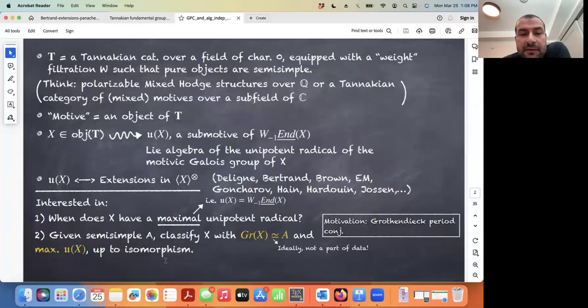Now, sorry, Payman, may I ask, like, A is an object in the Tanakian category which is pure, right? It's not, it's the direct sum of pure objects. I see. Okay, thank you.